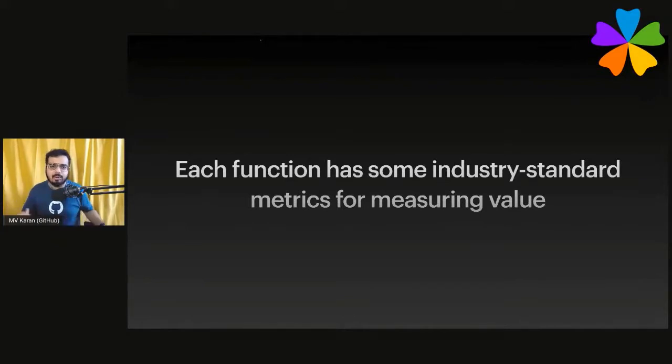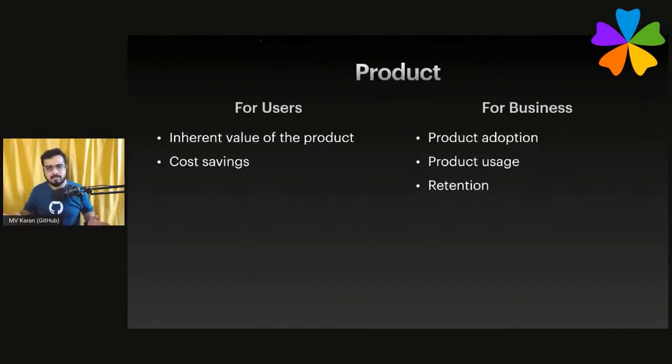And to give you an idea of what this is like, let's take a real quick look. If you take a look at something like product, and these are again very high level examples, say for users, what value is the product team delivering for end users? It could be something like the inherent value of the product itself. By creating that product, whatever value that product is supposed to deliver, they're delivering that. And also, to some extent, they're probably even delivering things like cost savings. Again, these are examples. These could be very different.